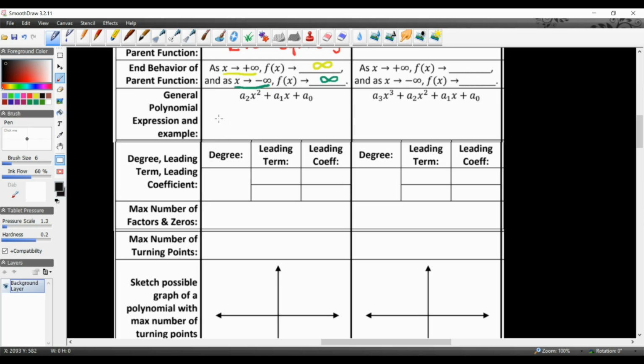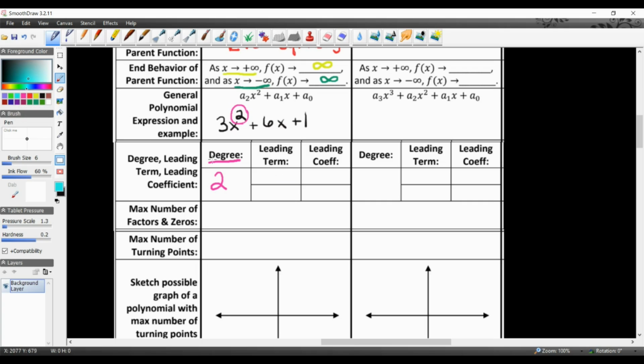Let's do 3x squared, okay? What else? Plus 6x plus 1. And I'm just kind of making this up. So if this is our polynomial expression, I guess this is an expression, not a function in this case. If this is our expression, then the degree for this one looks like our highest exponent is that 2. So our degree would just be 2.